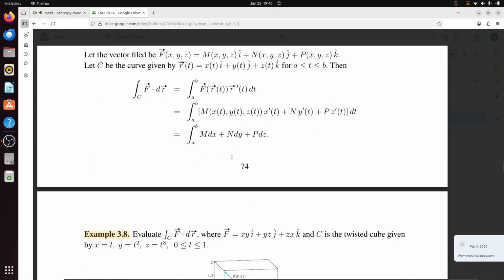So now move to one problem: evaluate the integral over C of f dot dr, where f is cos xy i cap plus yz j cap plus zx k cap, and C is the twisted cubic given by x equal to t, y equal to t square, z equal to t cube, with t varying from 0 to 1.